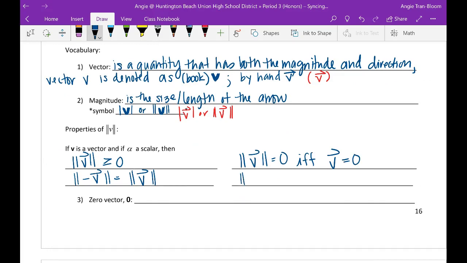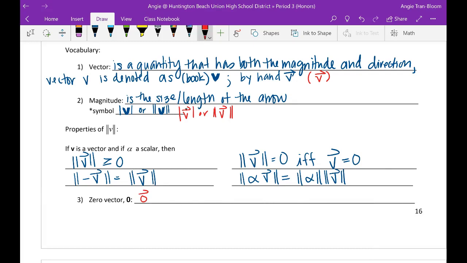The absolute value of a scalar times vector V is exactly the same as the absolute value of the scalar times the magnitude of vector V. Okay. Then the last one on this page is zero vector, which is denoted as bold 0 in your book. When we're writing it in class, we write it like that, okay?